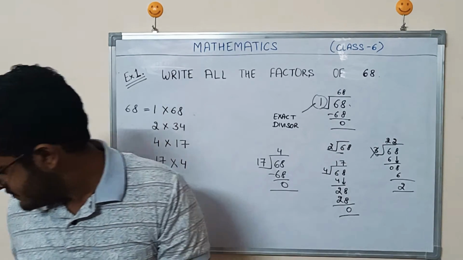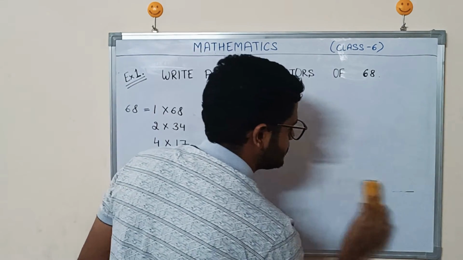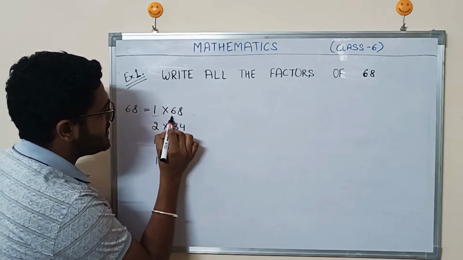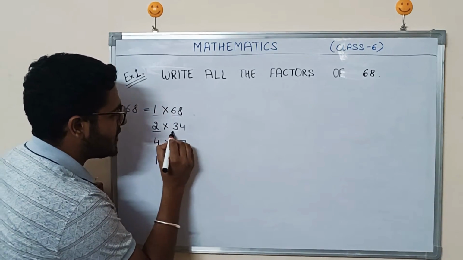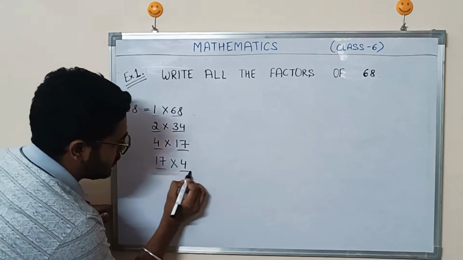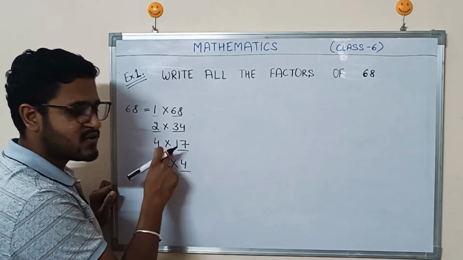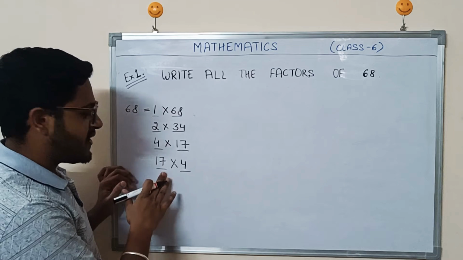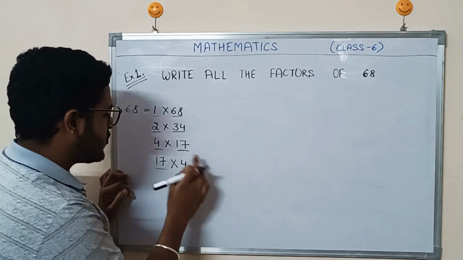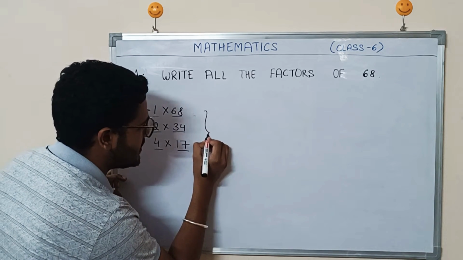Let me erase this. Here you can see one thing. First we get 1 and 68. Then 2 and 34. Then 4 and 17. Then 17 and 4. But 17 and 4 are in the previous equation as well. So the factors have repeated. 4 came here as well, 17 came here as well. So we won't consider this. We'll take these many.